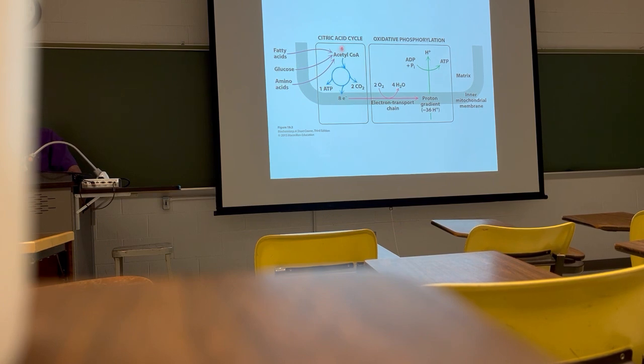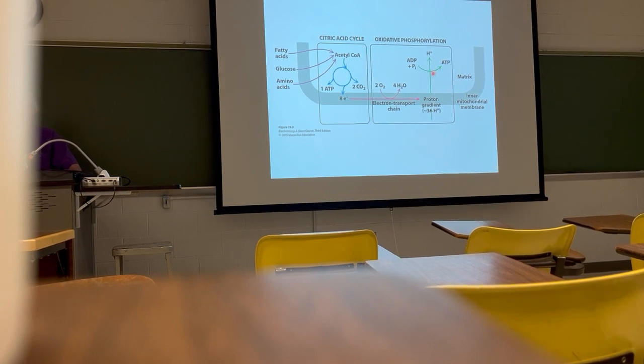The citric acid cycle is happening inside the mitochondrial matrix. So acetyl-CoA is oxidized to CO2, and the electrons are conserved as FADH2 and NADH, and those electrons are used in the electron transport chain in mitochondria as an energy source for making ATP, and we'll talk about that next week.